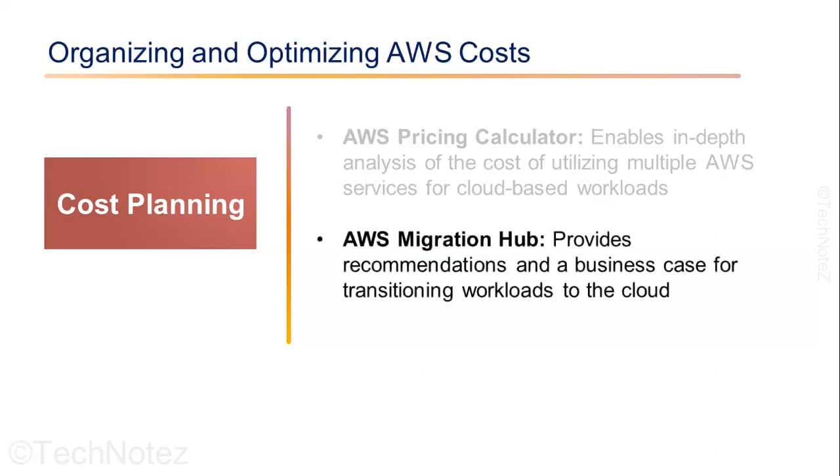AWS Migration Hub. AWS Migration Hub is a service provided by AWS that allows you to track and manage your application migration on the AWS cloud. It allows you to track the progress of your migration using a dashboard and provides detailed information.